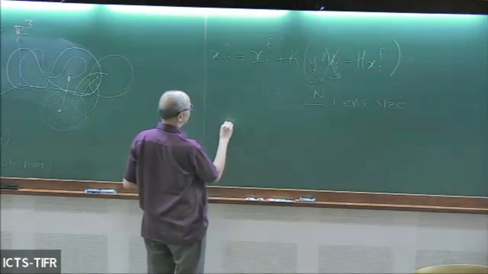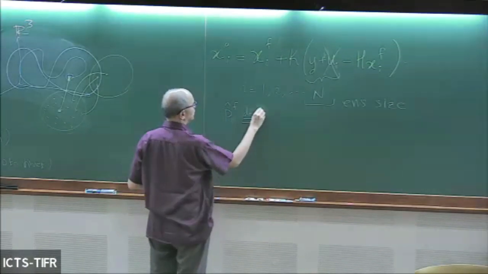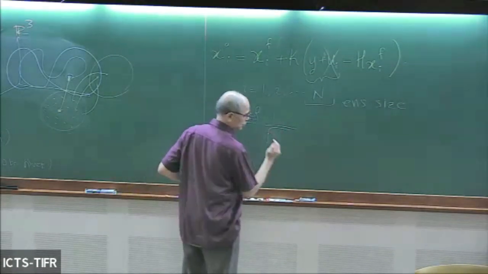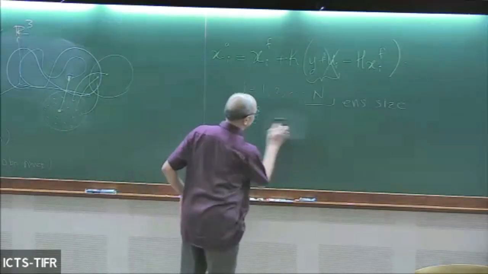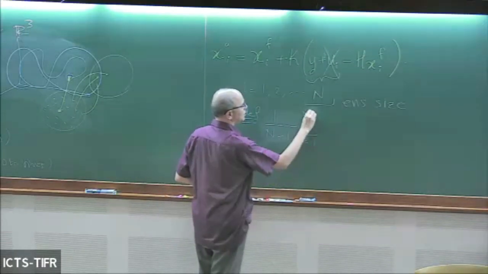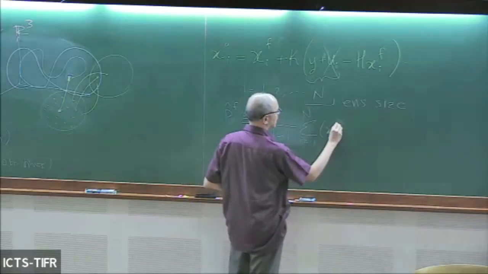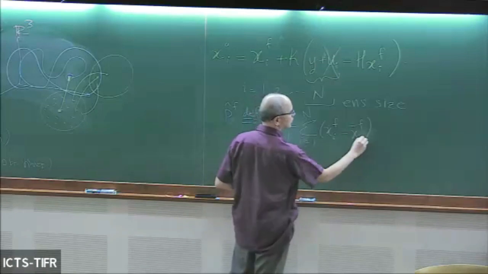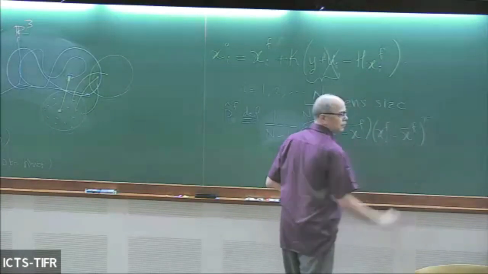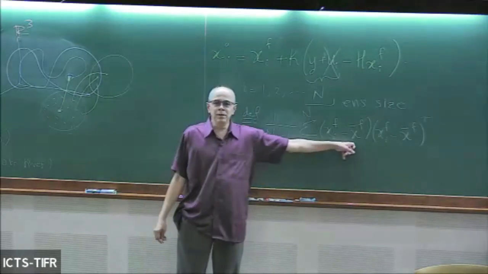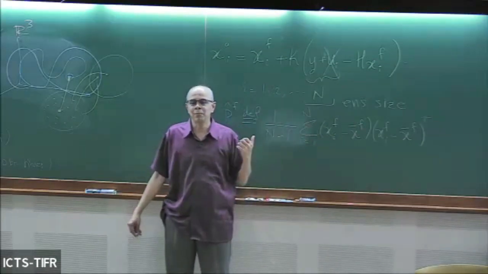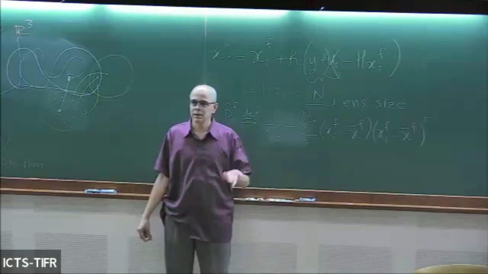So let me write it like this. P hat f, the definition is the following object: 1 over n minus 1 times the sum, i goes from 1 to n, of x_i^f minus x bar f, the ensemble minus the mean, times its own transpose, summed over the whole ensemble, and that's the sample covariance. Ensemble covariance, sample covariance, and so on and so forth.